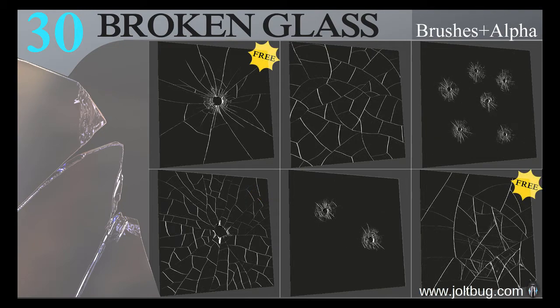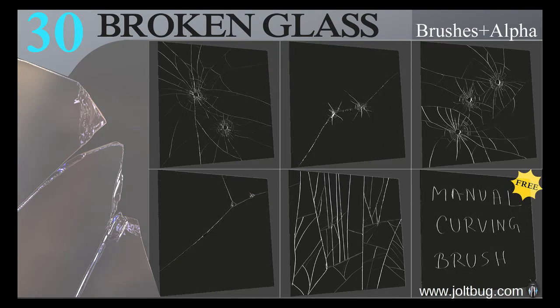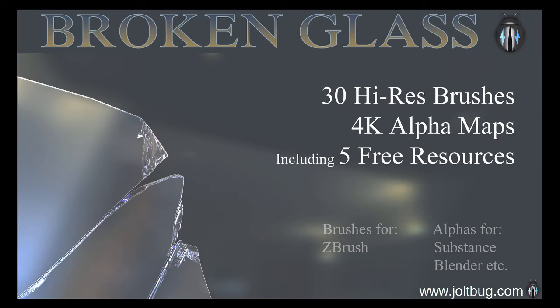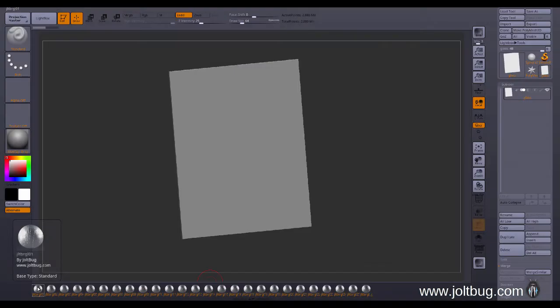The brushes are designed for ZBrush and the alpha maps can be used anywhere outside ZBrush, like in Substance, Blender and other software. These are some of the brushes from this pack and this last one is for manually sculpting the cracks.